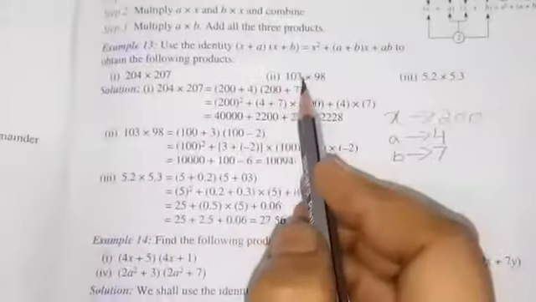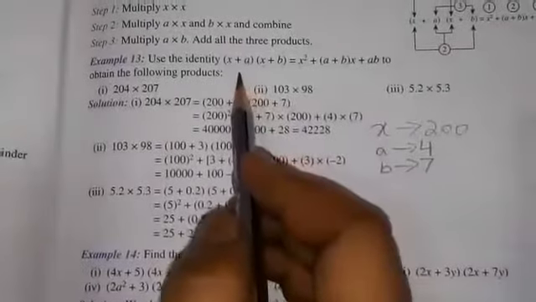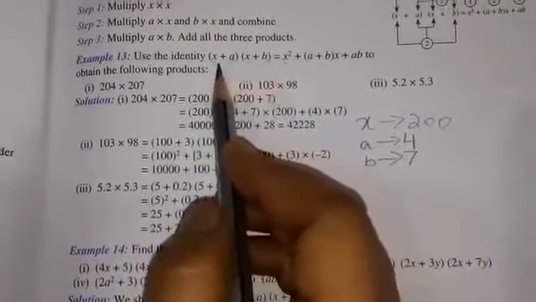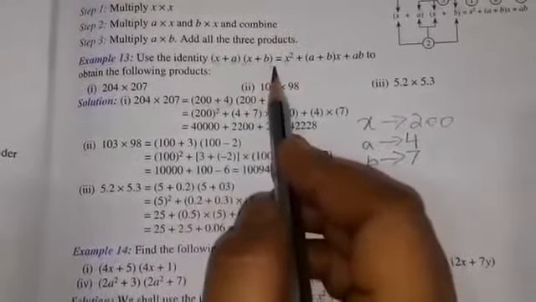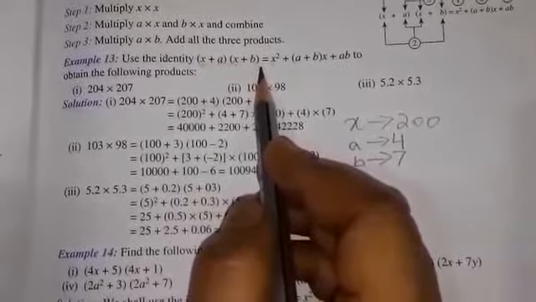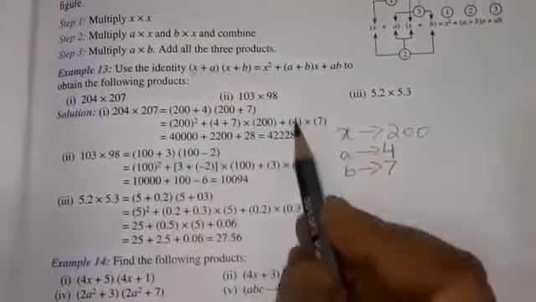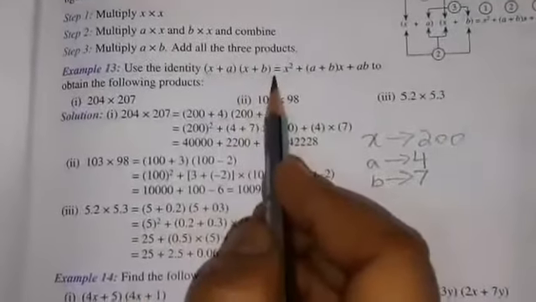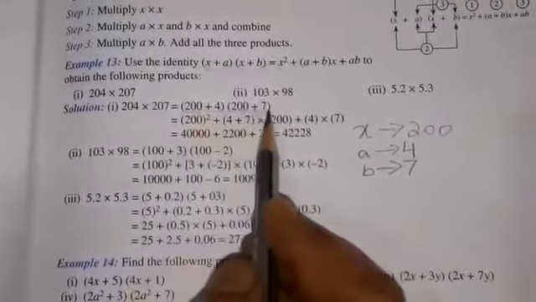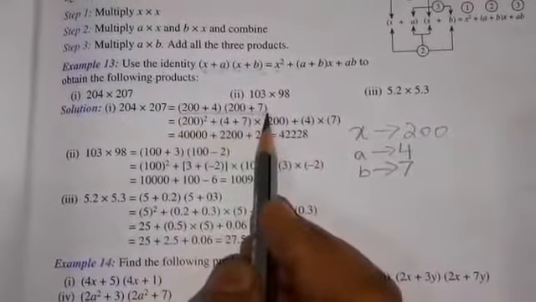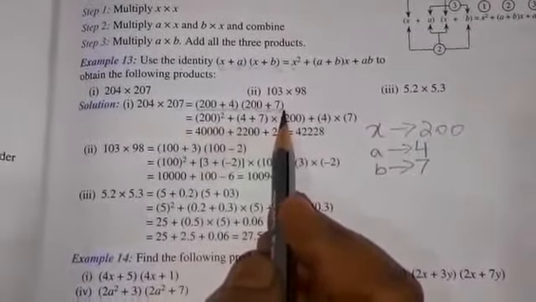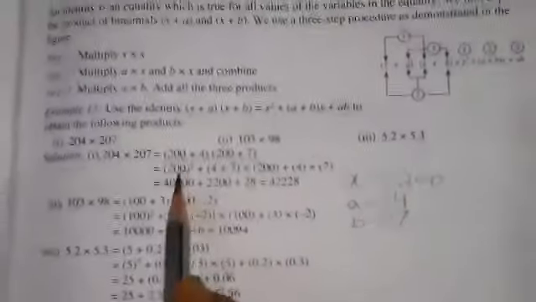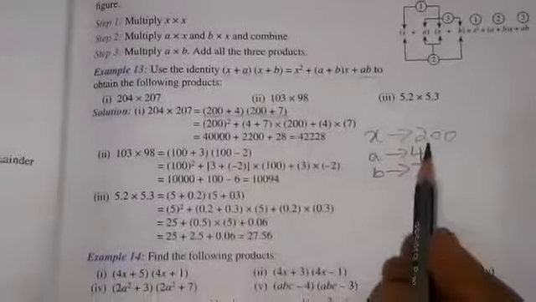When we express the given question in the form (x + a)(x + b), that is when it looks like the LHS of the identity, we need to use the RHS of the identity to work the solution. So let's do that. Now we see that the question is of this form. How do we work the solution? Use the RHS. x square, so 200 square.